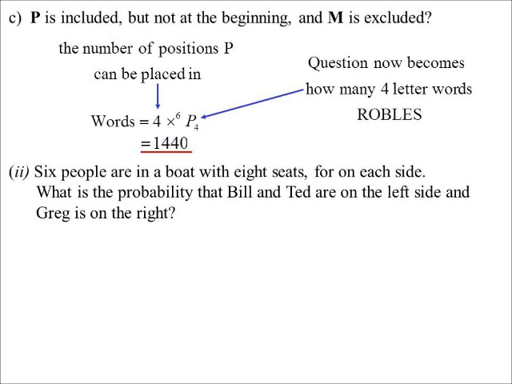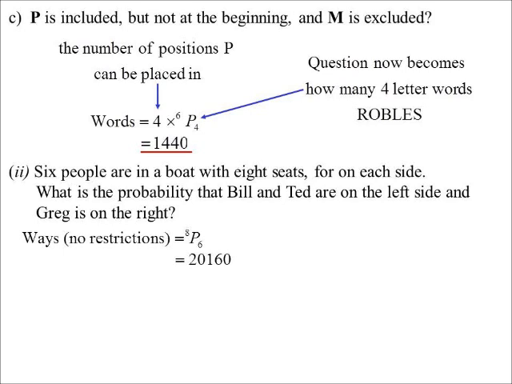Okay, we're in a boat. 6 people, in fact, are in our boat. There are 8 seats in this boat. And like I said, this is maths, not English. 4 on each side. What's the probability that Bill and Ted are on the left side and Greg is on the right? Okay, if I want to work out a probability question, for the bottom of the fraction, I just need the total number of ways with no restrictions. So how many ways can I place these 6 people in the 8 seats? 8P6, because the order is important. So that will end up being on the bottom of my fraction.